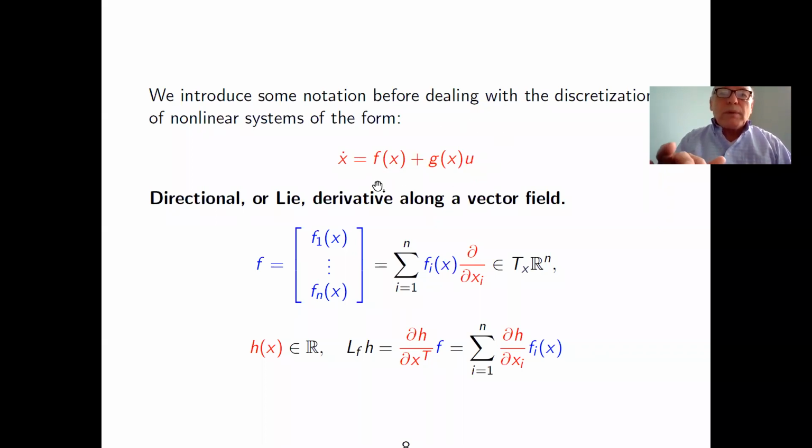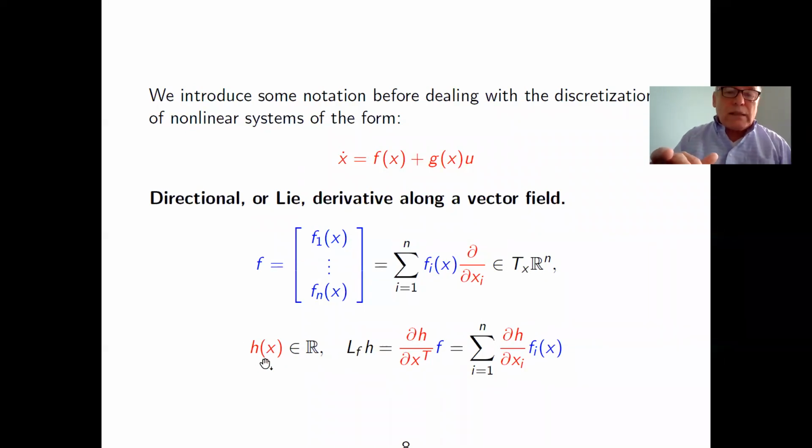So most of the properties of nonlinear systems of this sort will be synthesized by two vector fields, f and g, and u will be our design tool. We will have to design u so as to make that f plus g u do something that we would like the system to do. So this is just notation, and with this notation, we will be able to obtain things like directional derivatives.